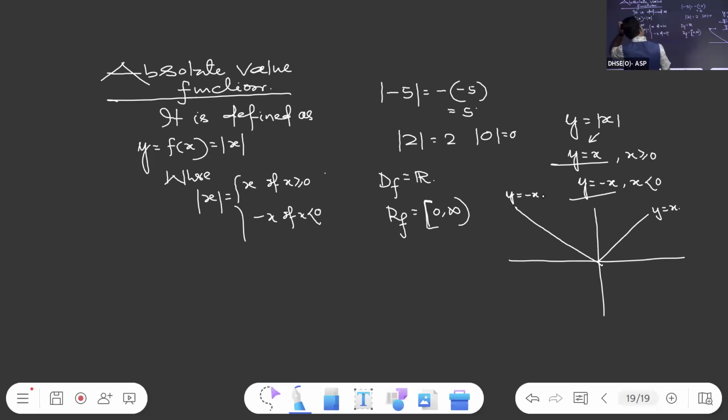Clear? Y is equal to x, y is equal to minus x. Now come to properties of absolute value. Is it clear, guys? Let me know, is it clear? Why don't you write in the chat box, is it clear? JKBK, Bibu Prasad. Then come to properties of absolute value.